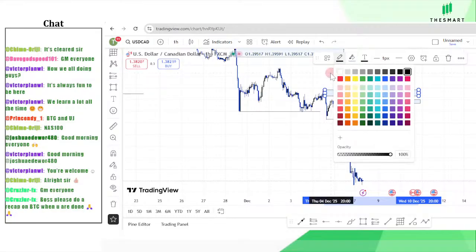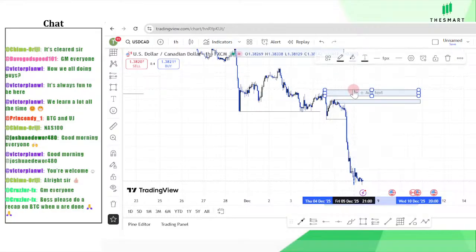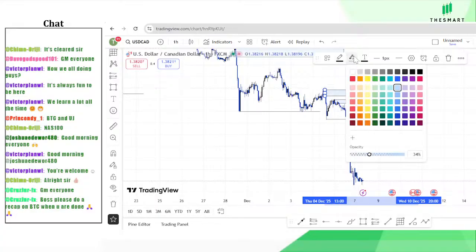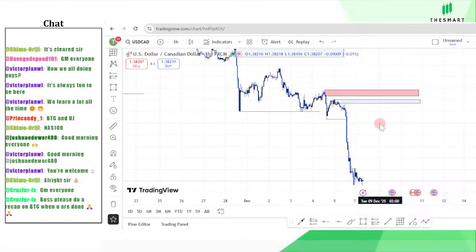Let me change this color. Let me change this to red. So between these two zones, which one should we be looking for our sells from? This gave us this momentum to the downside, and we have this zone.